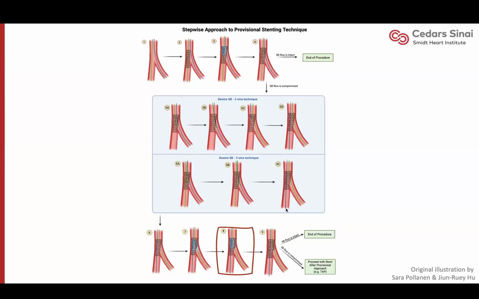This is an optional step. You can perform POT, or proximal optimization technique, again after the kissing balloon inflation to prevent oval distortion of the proximal main branch by the kissing balloon inflation.